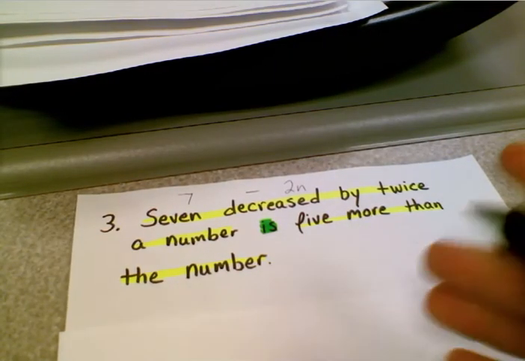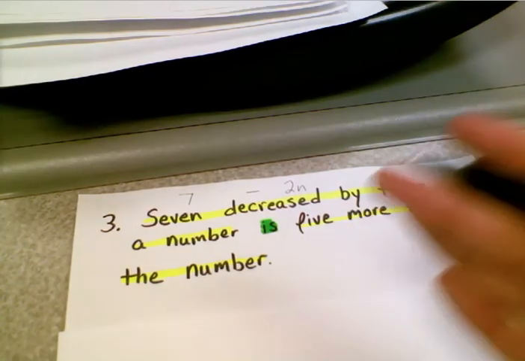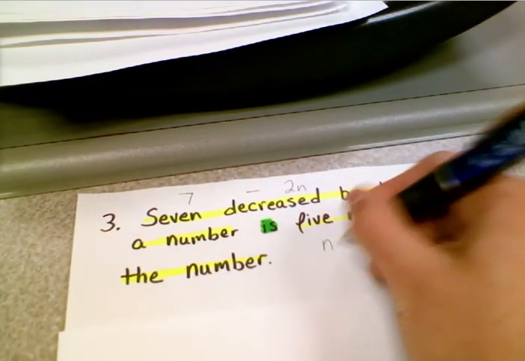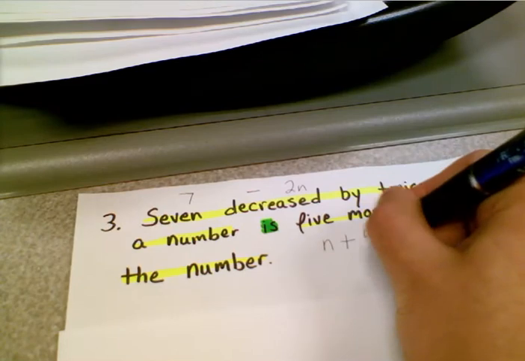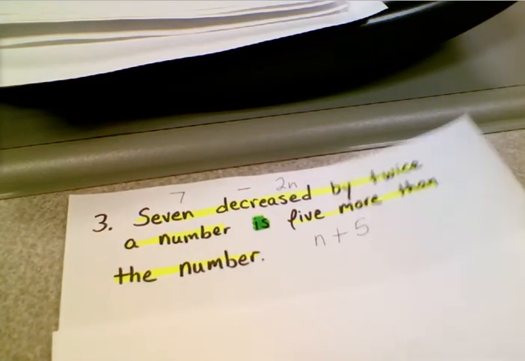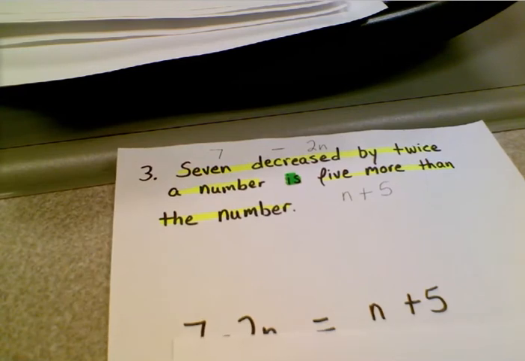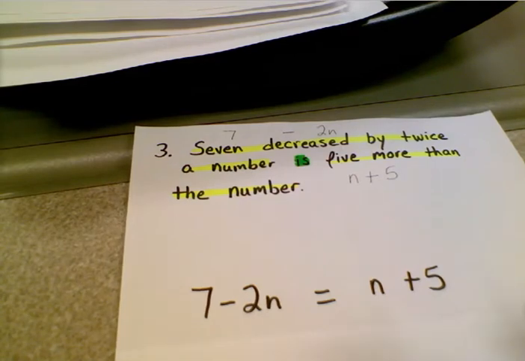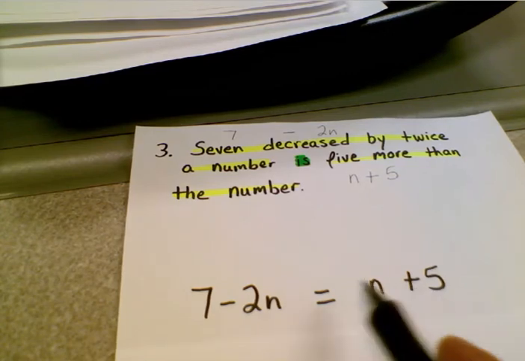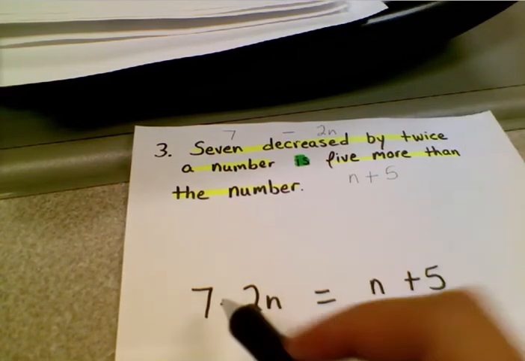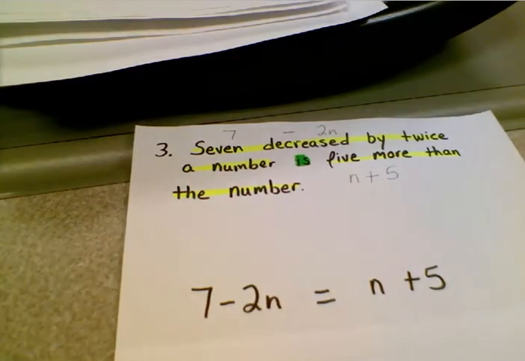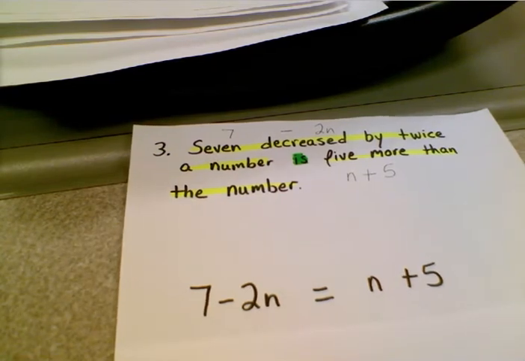5 more than a number, well, I just have to think of a number and then think of 5 more than that. It doesn't matter what number it is, so this part would represent n plus 5. So when I write this out, I have 7 minus 2n equals n plus 5. And remember, today all we're doing is translating these words to equations. We don't have to solve this. That's not the point today. It's just to write the equation from this sentence, from these words. And "is" kind of makes the sentence there.